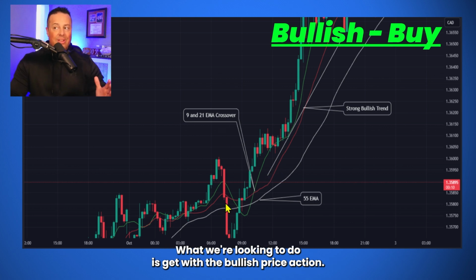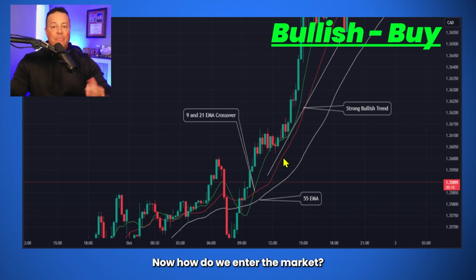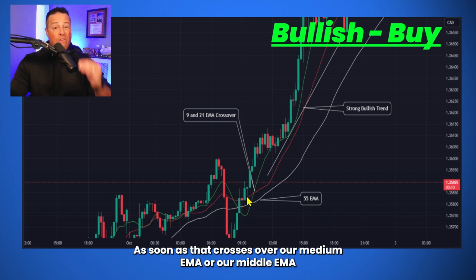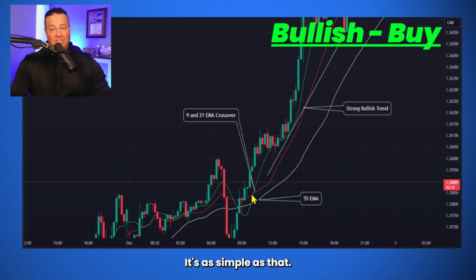What we're looking to do is get with the bullish price action. Now, how do we know it's bullish? Price is above all 3 moving averages. Now, how do we enter the market? We're looking for our short-term EMA, our shortest one. In this case, it's going to be our 9 EMA. As soon as that crosses over our medium EMA or our middle EMA, in this case, the 21, that's a signal to buy. It's as simple as that.